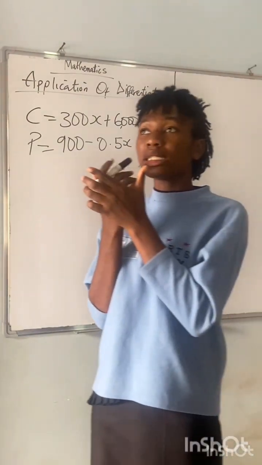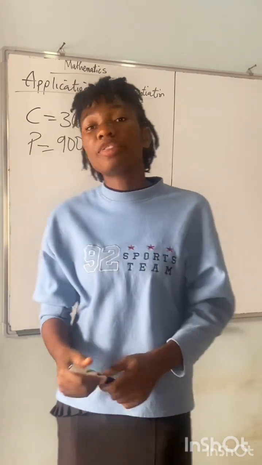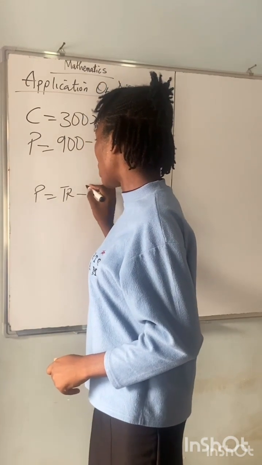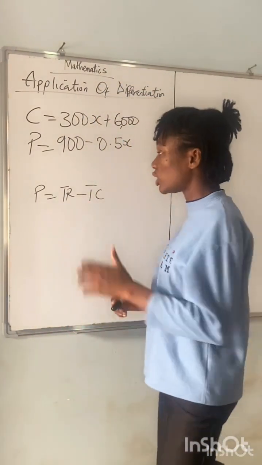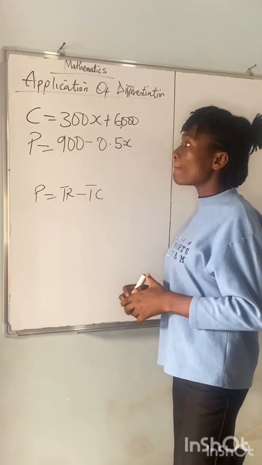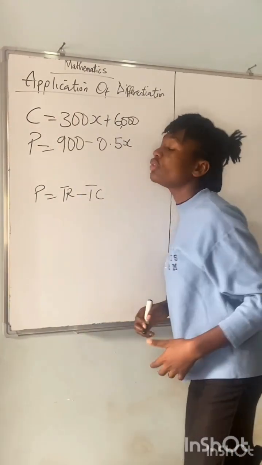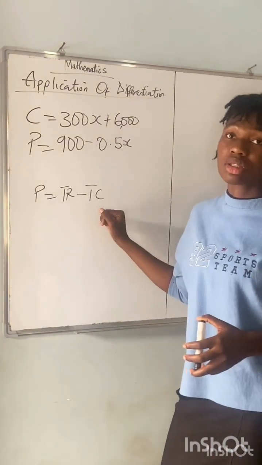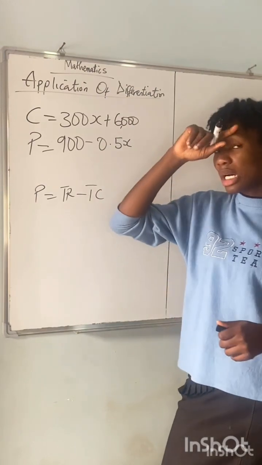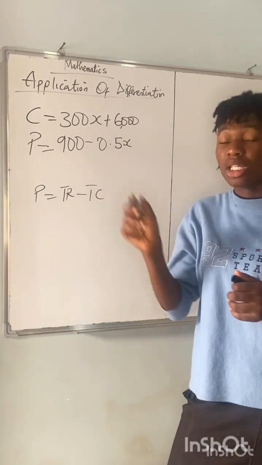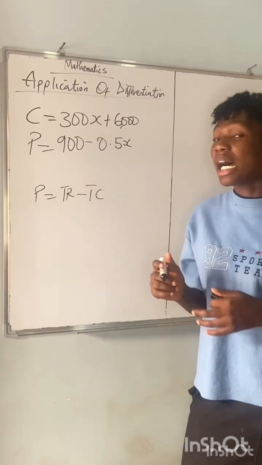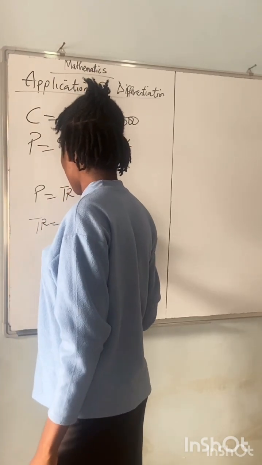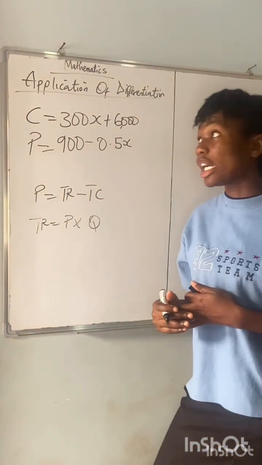As we all know, profit is calculated as the excess of total revenue over total cost, that is, total revenue minus total cost. We have been given total cost here, but we've not been given revenue. But we can find our revenue because the unit of each commodity is given as x, and the revenue formula is price times quantity.